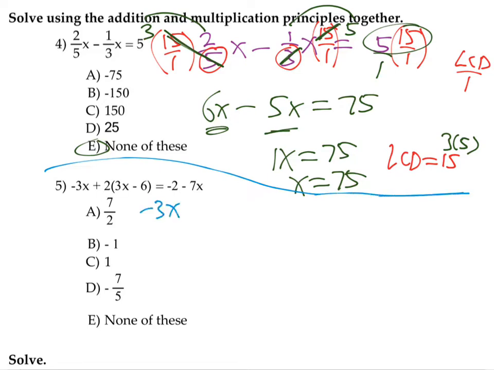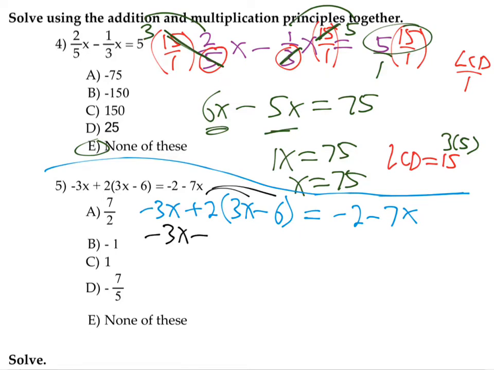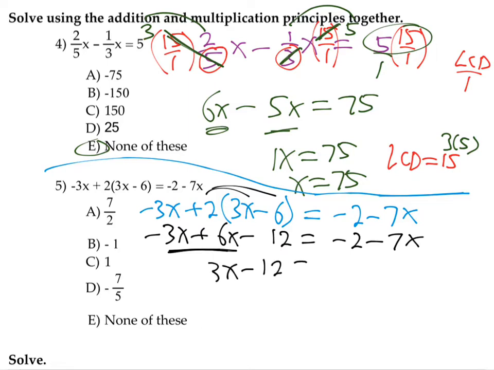So make it a little bigger here. Minus 3x plus 2 parentheses 3x minus 6 equals minus 2 minus 7x. All right, so we distribute. Boom, boom. And so we get minus 3x plus 6x minus 12 minus 2 minus 7x. Good so far? And then just these two will gather, won't they? 6x minus 3x? Positive 3x.